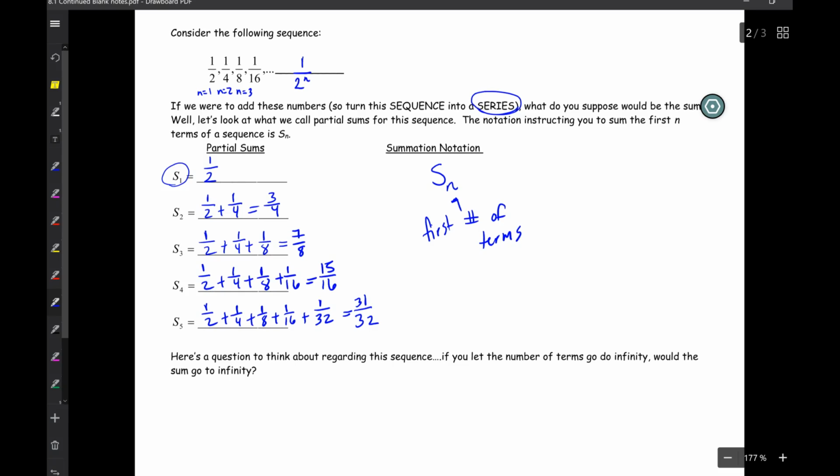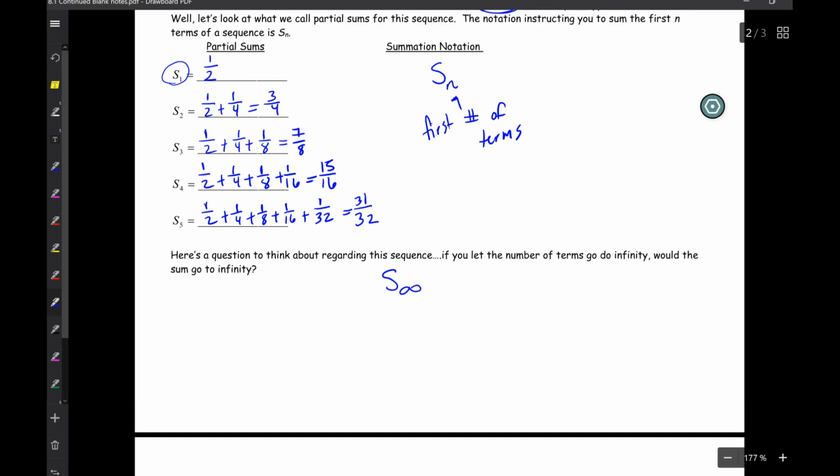Here's the question. If we think about regarding this sequence, if you let the number of terms go to infinity, so if we're looking at the sum of infinite terms, would the sum go to infinity? Let's see, the sum of 1 term was 1/2, the sum of 2 terms was 3/4, 3 terms was 7/8, 4 terms is 15/16, sum of 5 terms is 31 over 32. What do you think the sum of like 100 terms is going to equal? Under 1. Well, it's going to be a fraction, right? It's going to be a fractional value. Here's how we can think about it. If I take a look at this as a whole, think about a whole box.